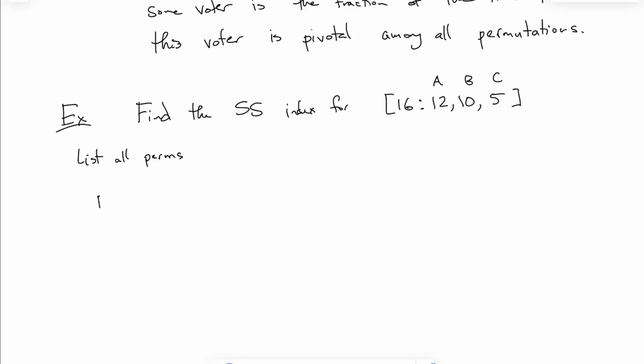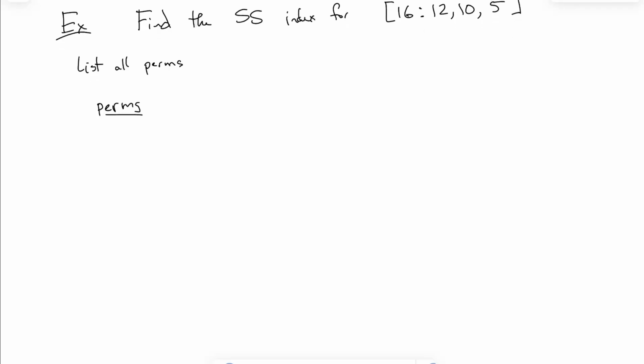So I'm going to make a little chart here, the perms. I have to write down all possible ways that you can put these in some particular order. So one ordering is A, then B, then C. I could also say A, C, then B. And there are many other ways to do it. You have to make sure that you get all of them, so I find it helpful to have some kind of system.